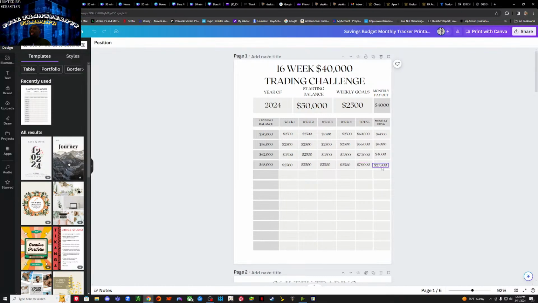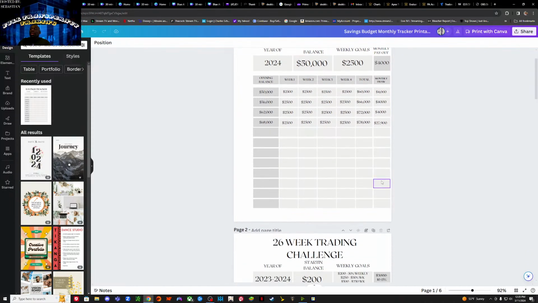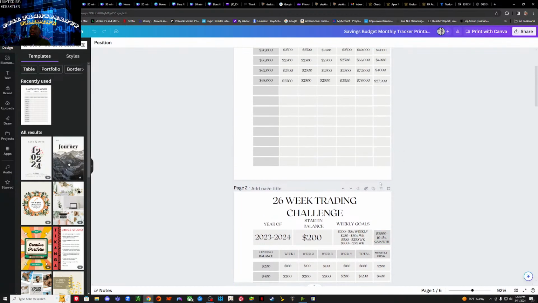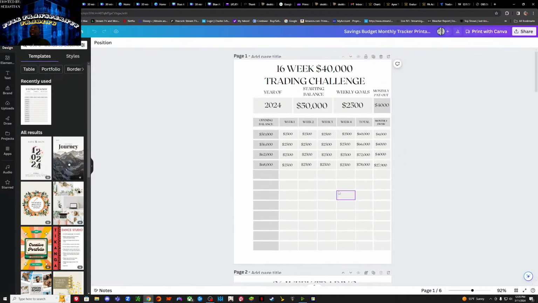And then, of course, you have to leave $100 in there. So you're only allowed to take out $27,900. And then, of course, that's going to be $35,500 when all is said and done. And this is another 20-week challenge that's on options trading. Get into that some other time.